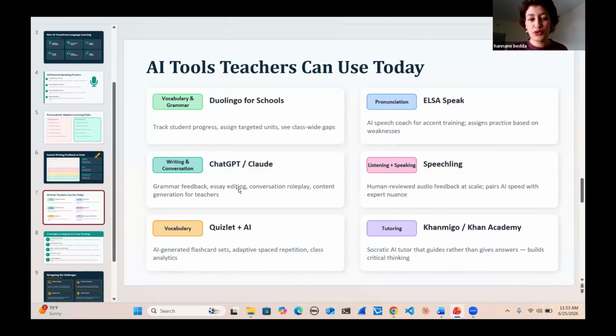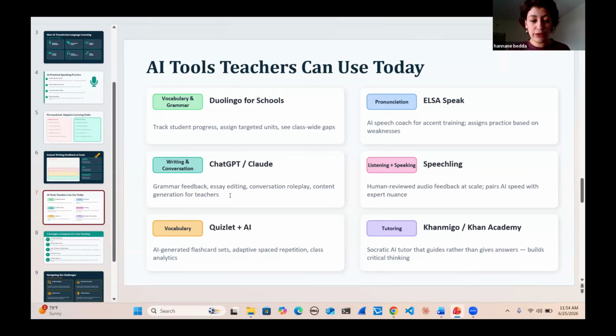Here I got some tools that help the student immerse AI into teaching or learning. So we have vocabulary and grammar, we have Duolingo for schools, and they are getting improved day after day. It tracks student progress, assigns targeted units, and shows class-wide gaps. And then we have writing and conversation, like ChatGPT, Claude, and other tools. Here you can get grammar feedback, essay editing, conversation role play, and content generation for teachers.